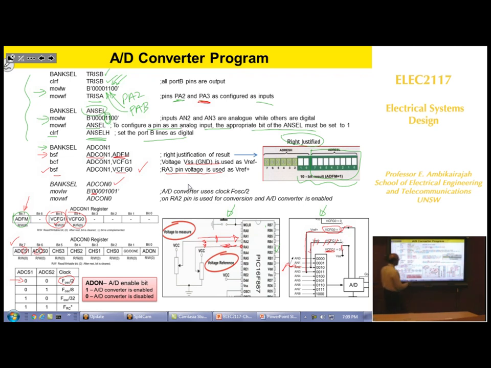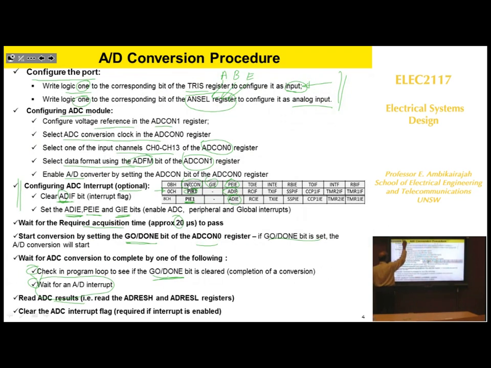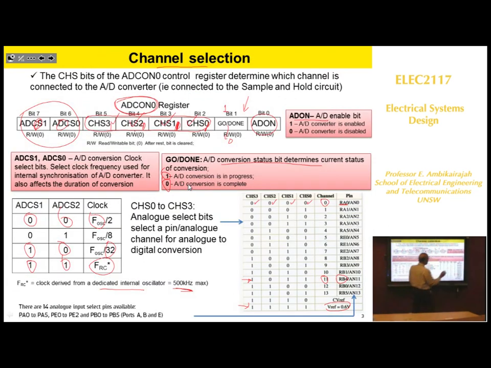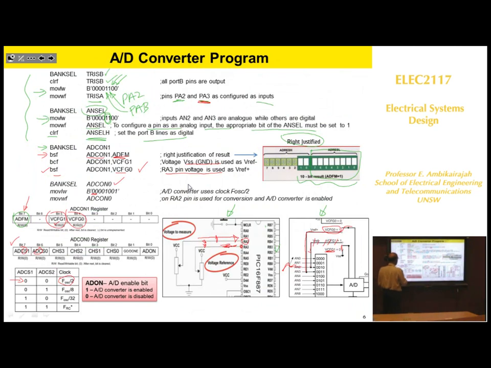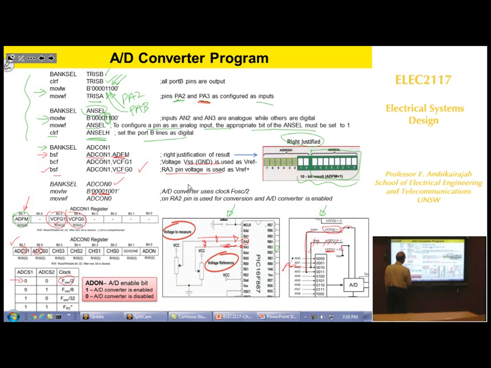Then I have to select a channel. The channel is RA2. That's my channel. In order to select RA2, if you go back and look at the previous page, it's some pages ago. Here RA2 means I need to have 0010 in those registers. That's the value I need to have. So I put 0010. Here you go. That selects me RA2. So I have selected these 4 values now.